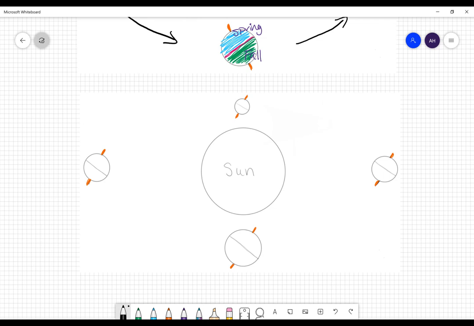Now, the arrows stay the same way because no matter how you're looking at it, you're still seeing it orbit in a counterclockwise direction. Okay? So Earth's orbit is still going to be counterclockwise around the sun no matter how you look at it.